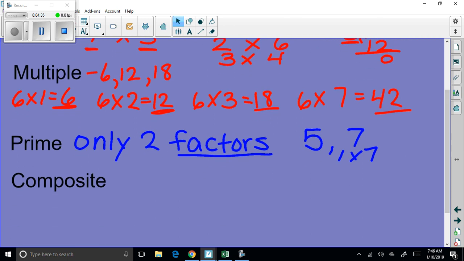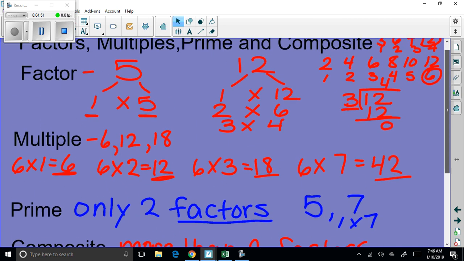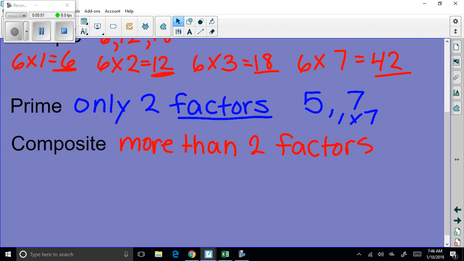Composite numbers are the opposite of prime. They have more than 2 factors. So if you look back at my example, 12 has more than 2 factors. It has 1 and 12, 2 and 6, 3 and 4. So because it has 6 factors, it is considered a composite number.